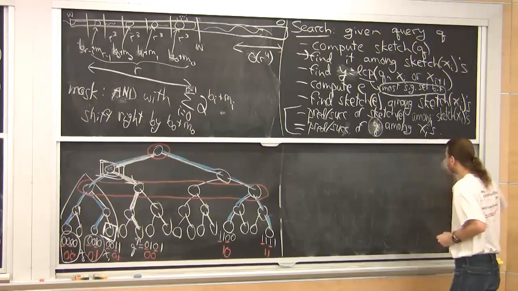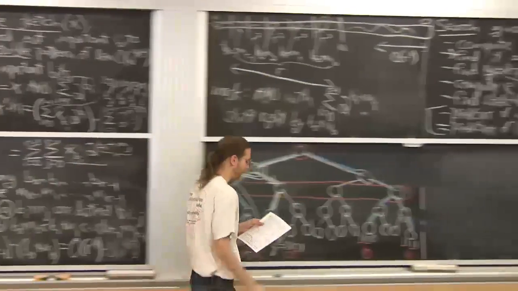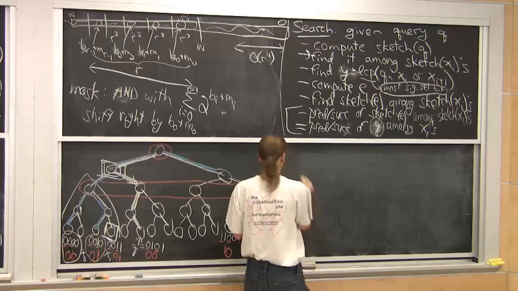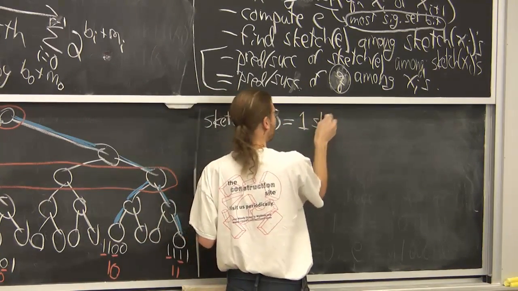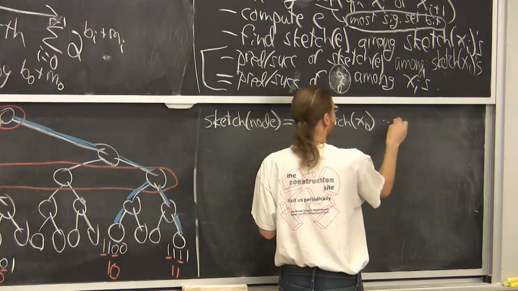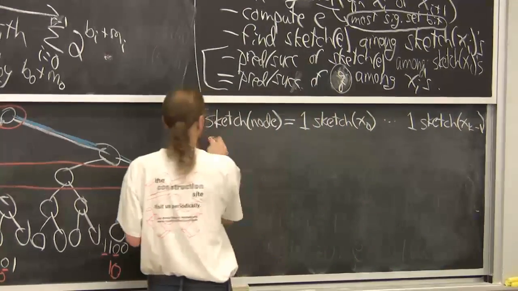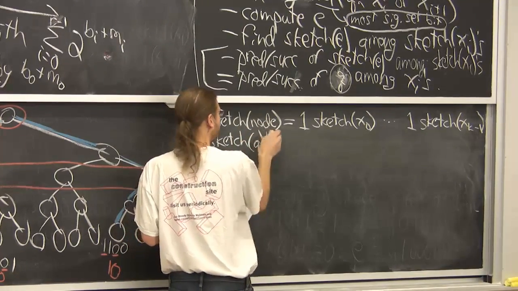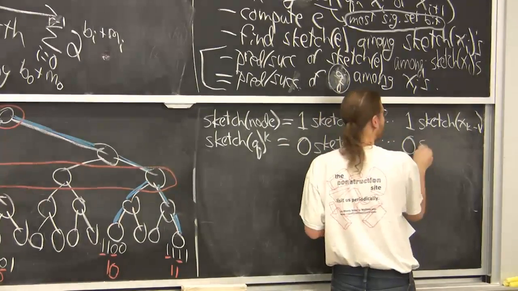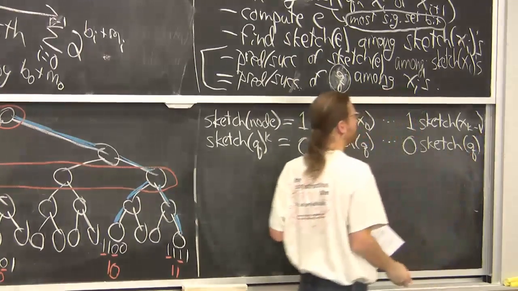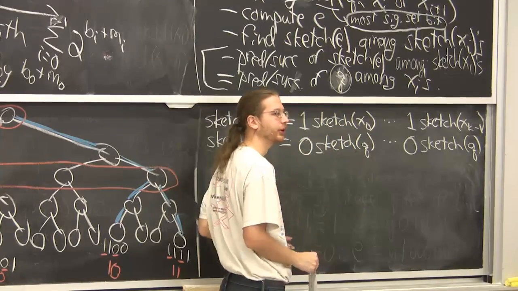That's actually pretty easy. You probably know you can compare two integers by subtracting one from the other. So we're just going to do that, but in a clever way, so we can do k subtractions for the price of 1. I'm going to define the sketch of a node to be the 1 bit followed by the sketch of x0, 1, sketch of xk minus 1. And I'm going to define sketch of q to the kth power, so to speak, to be a 0 bit followed by sketch of q, 0 bit, sketch of q. Okay, this is aligning things so that if I did this subtraction and this one, I would basically be comparing Q with all the xi's at once.